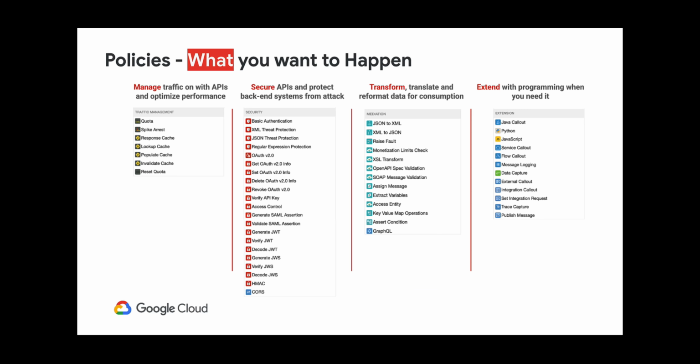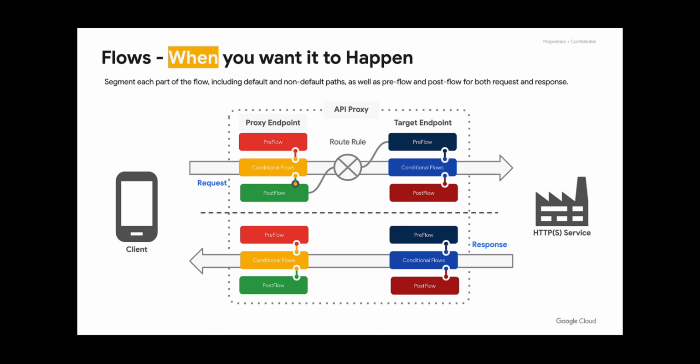While policies define what happens in flows, the flows themselves define when those policies are executed. This diagram illustrates the different stages of a request and response flow through an API proxy. You have proxy endpoints which handle the client-facing side, and you also have target endpoints which interact with your backend services. Within each endpoint, there are request flows and response flows. Each of those is further divided into a pre-flow, conditional flow, and post-flow, giving you precise control over the sequence of policy execution.